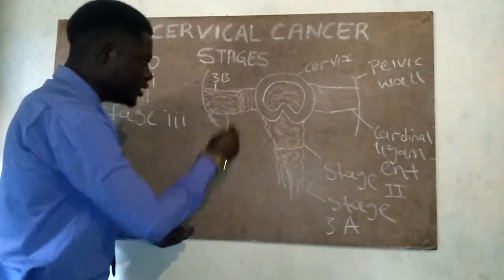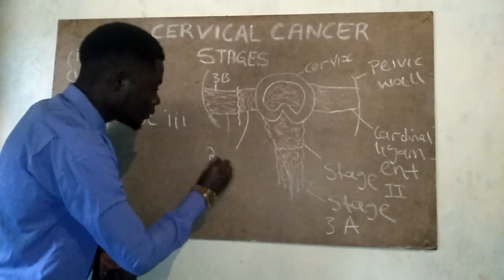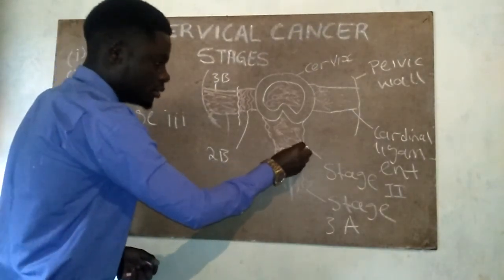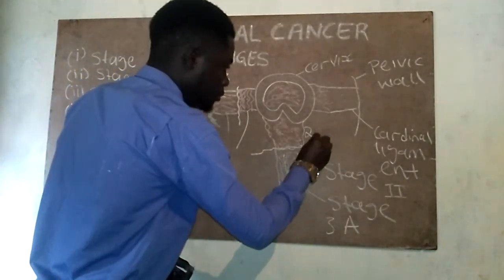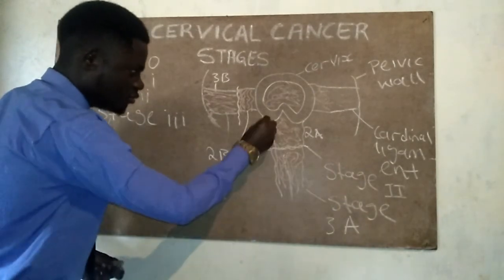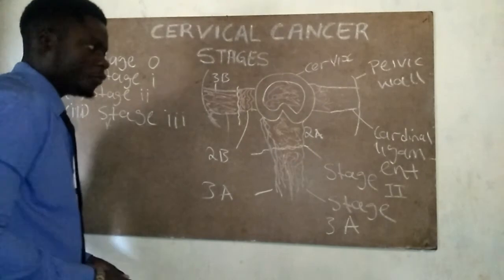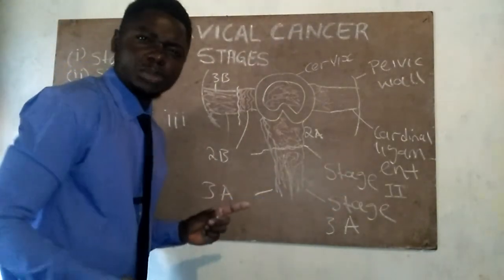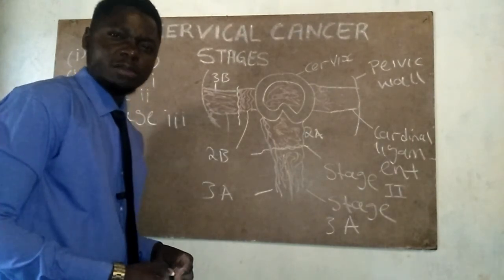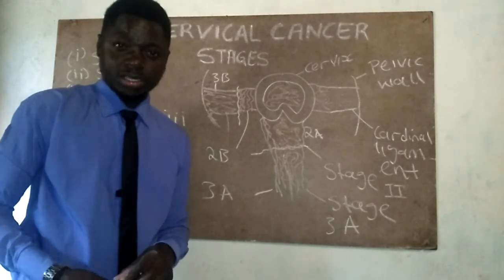So if it reaches only this side, then the cancer is 2B. Only here, 2A. This whole part here, from here to here, is 3A. 4A involves the pelvic organs, and 4B involves some other parts of the body. The next, we are going to talk about the management of cancer.